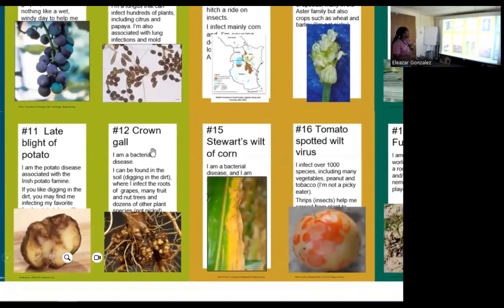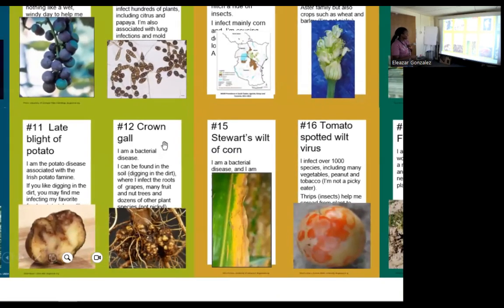12 is a crown gall. So the galls are caused by a bacteria, and this can be found in the soil and infect roots of grapes, many fruits, and nut trees. So it's a very common pathogen and disease of even tree fruits, which we're going to be looking at today, and dozens of other plant species. So it has a very wide host range. It is not picky compared to certain pathogens.